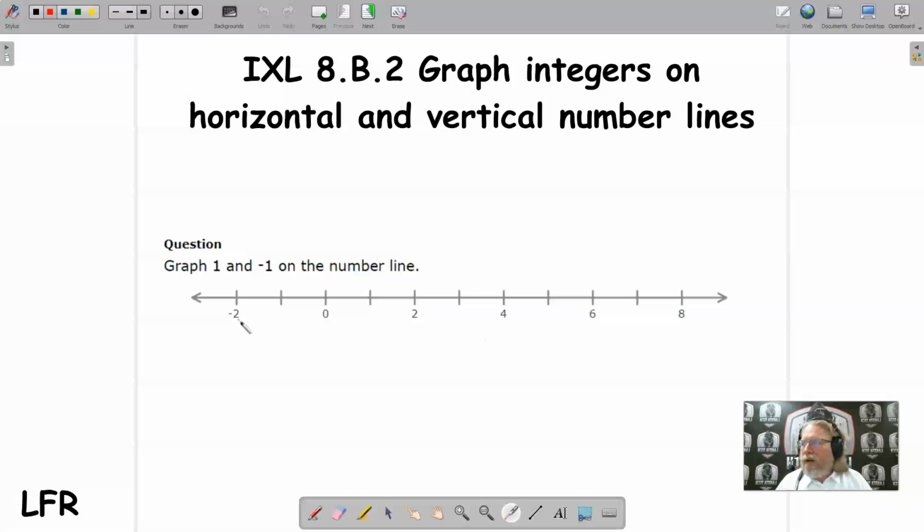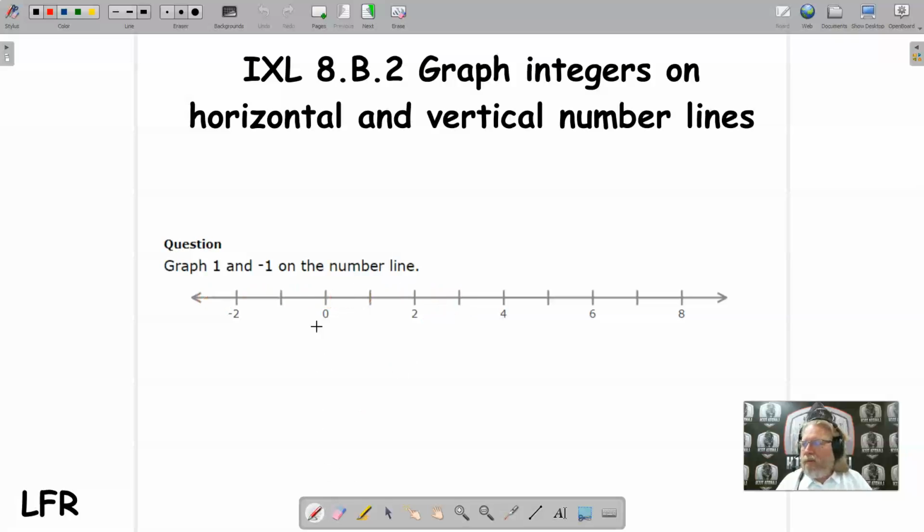So first we start off with the first question, a good place to start, right? So it says graph 1 and -1 on the number line. So we need to find 0, right? So 0 is here. So we know that all the negative numbers are to the left of 0 and all the positive numbers are to the right of 0.